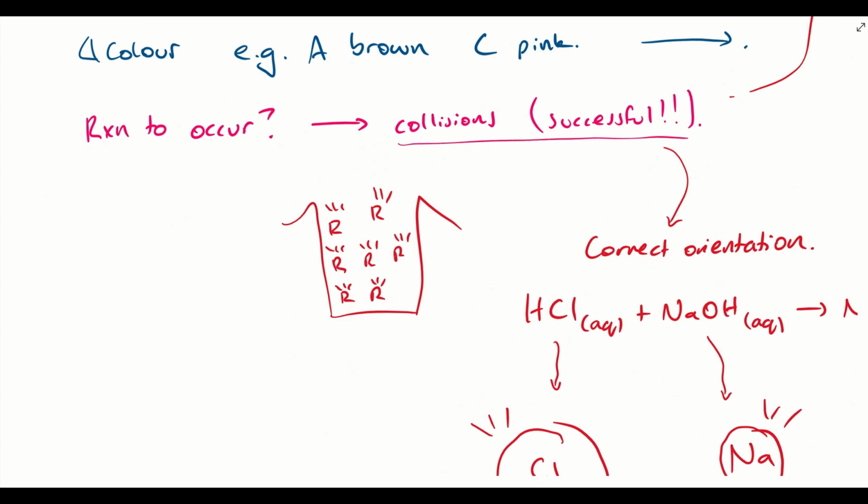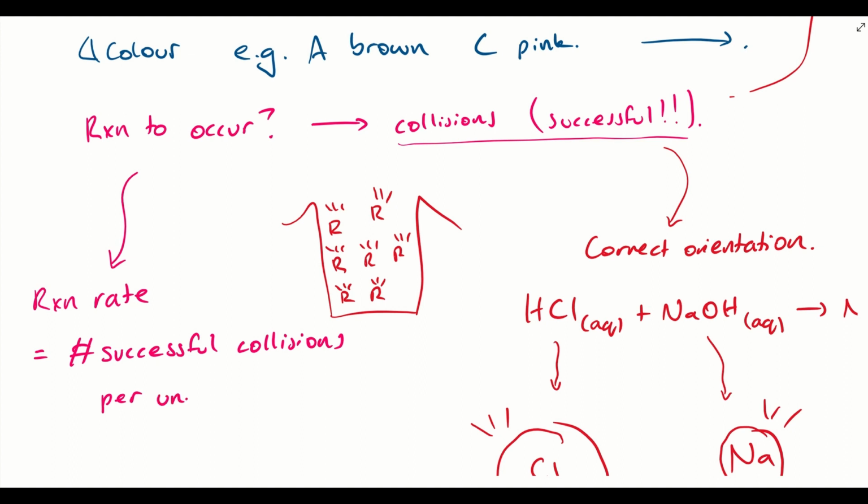So if we think about it here, successful collisions cause the reaction to occur. Therefore, reaction rate is equal to the number of successful collisions per unit of time. So rate means something with respect to something, and in this case we have the successful collisions per unit time.